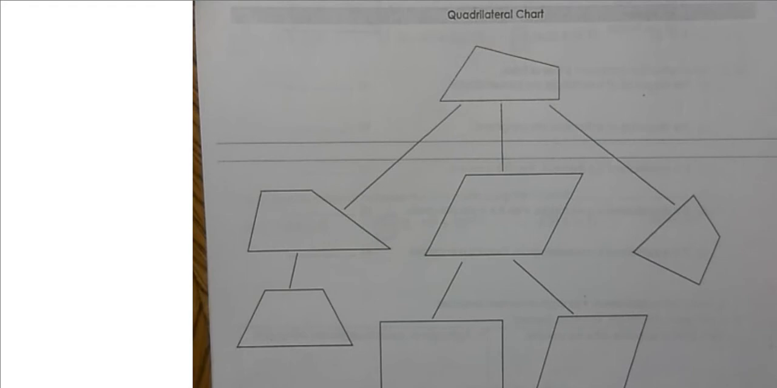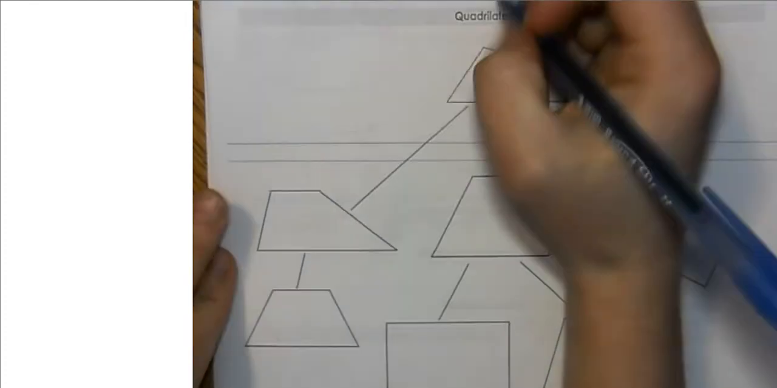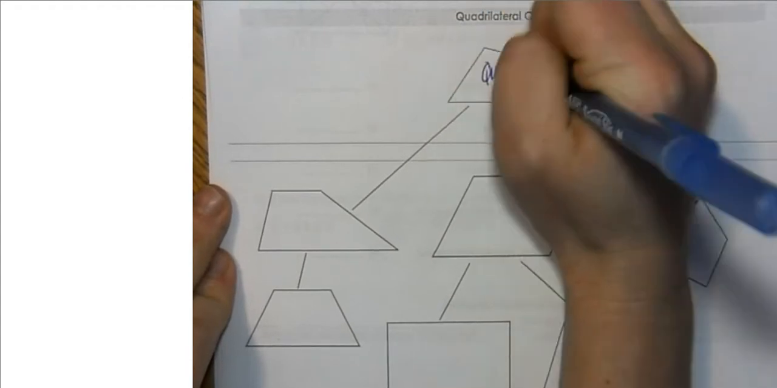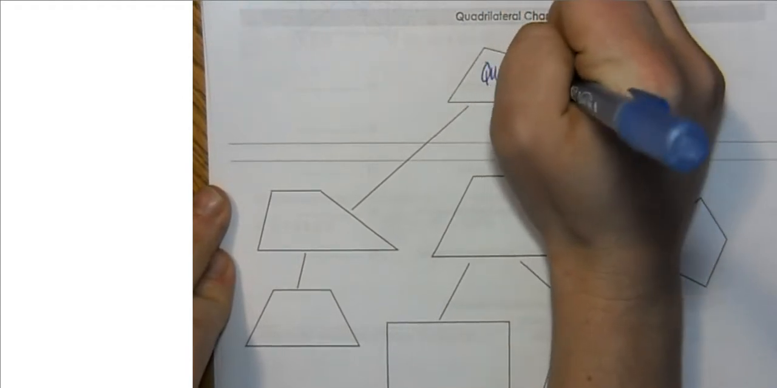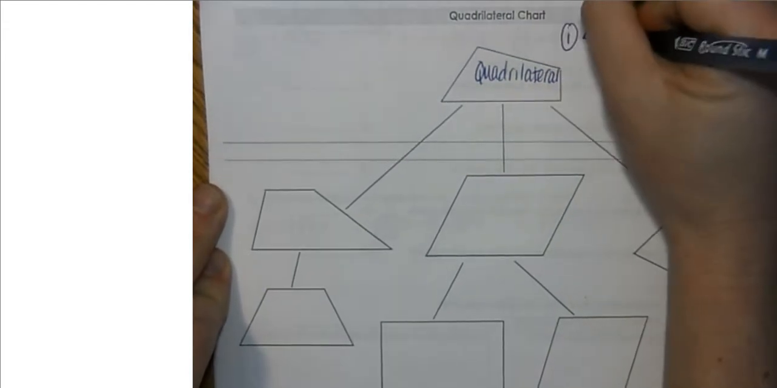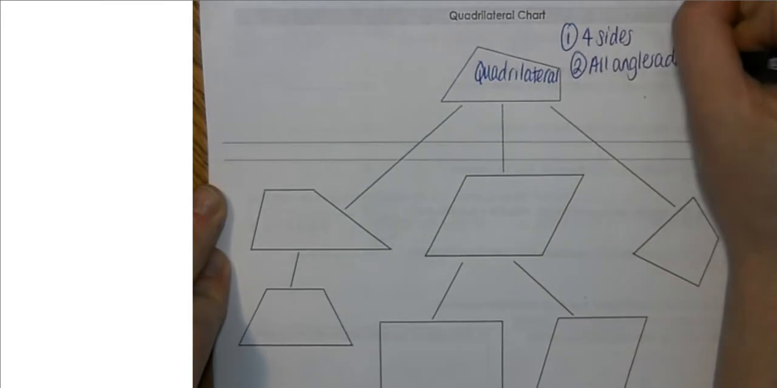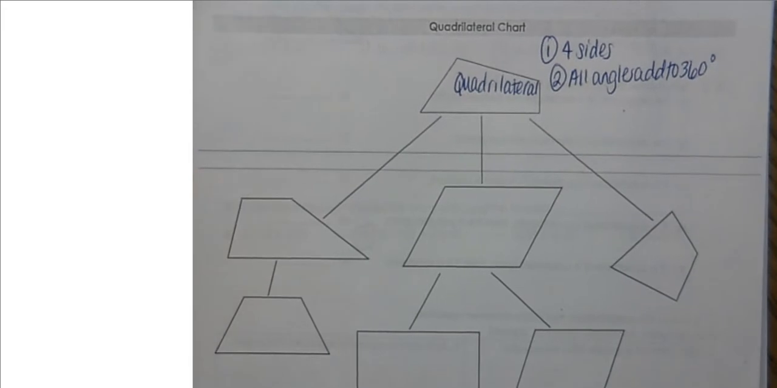All right, let's go ahead and check out what you know, what you remember. In this quadrilateral chart, we're really just focusing on the center. At the very top, we have a quadrilateral. A quadrilateral has two properties. Number one, it has four sides. Number two, all angles add to 360 degrees. So that is a quadrilateral.